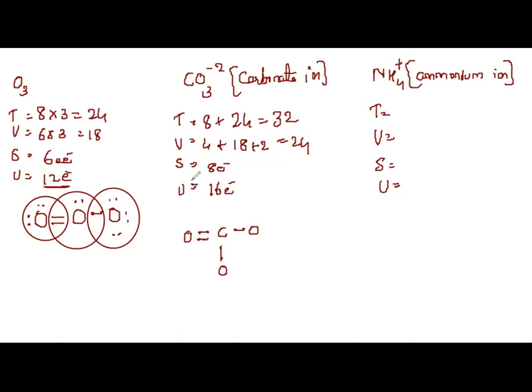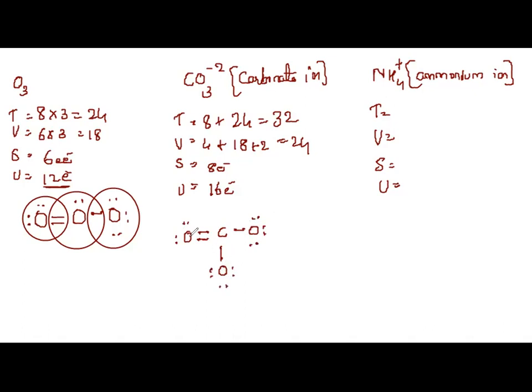Now unshared electrons should be written such that each atom will satisfy its octet configuration. Oxygen is having how many? 4. How many more are required? 2 more. Carbon is having how many? 1, 2, 3, 4, 5, 6, 7, 8. So it is not required. This oxygen has 2. So how many more? 1, 2, 3, 4, 5, 6, 7, 8. So this oxygen is having 2, 3, 4, 5, 6, 7, 8.